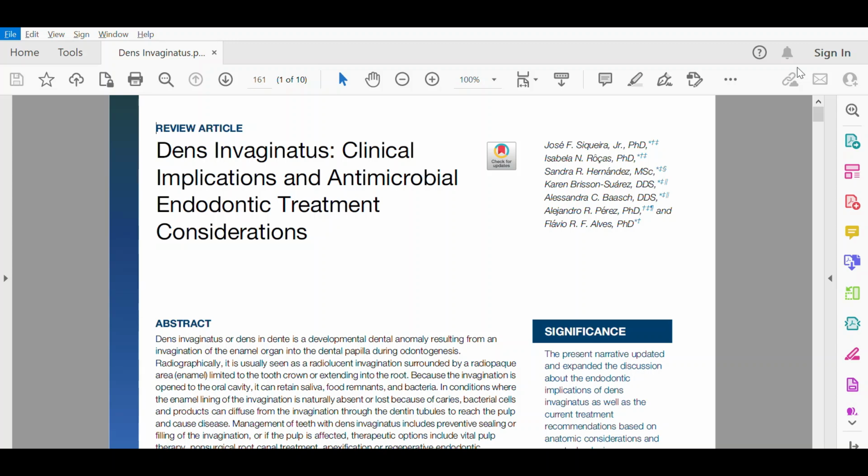The most affected tooth is the maxillary lateral incisor, followed by the maxillary central incisor, canines, and premolars. The occurrence in molars is very rare, and primary teeth also exhibit this anomaly.